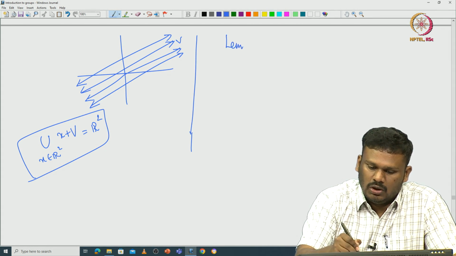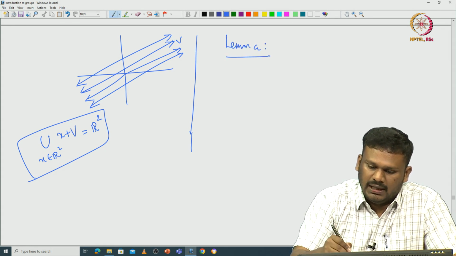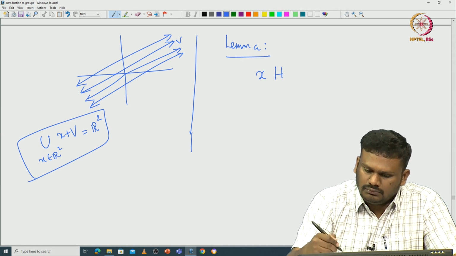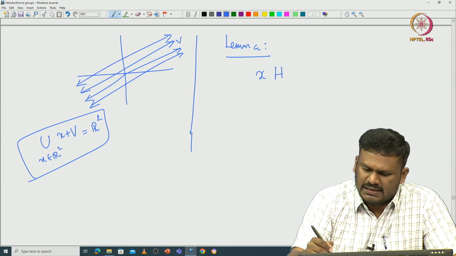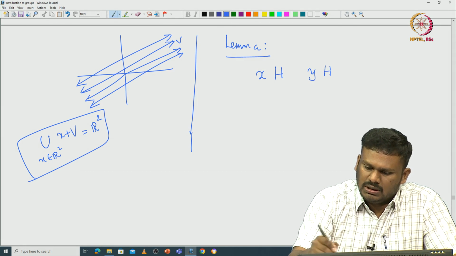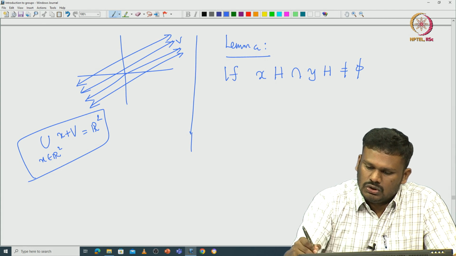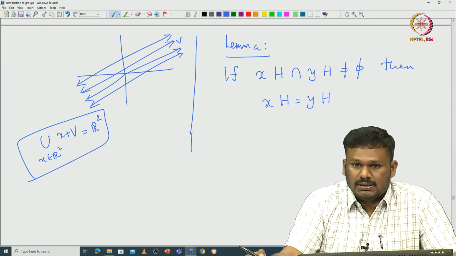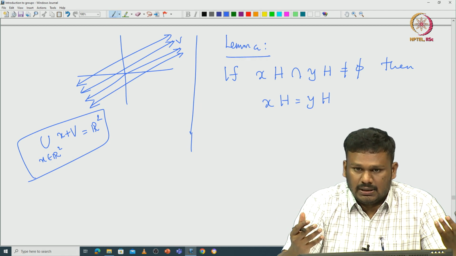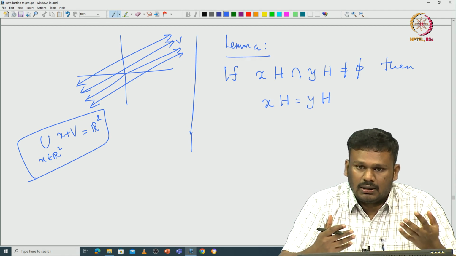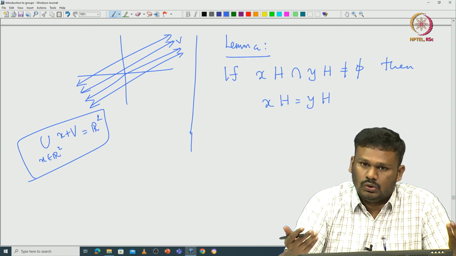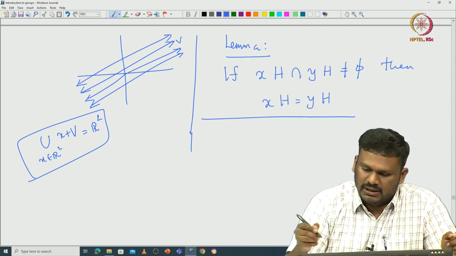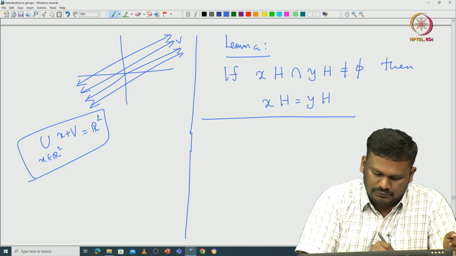Here is a small lemma. If we take two cosets, let us call them xH and yH, and the intersection is non-empty, then one has xH equal to yH. That means if you take two cosets, either they are disjoint or they are equal. These are the only two possibilities. So let us prove this. Here is the proof.